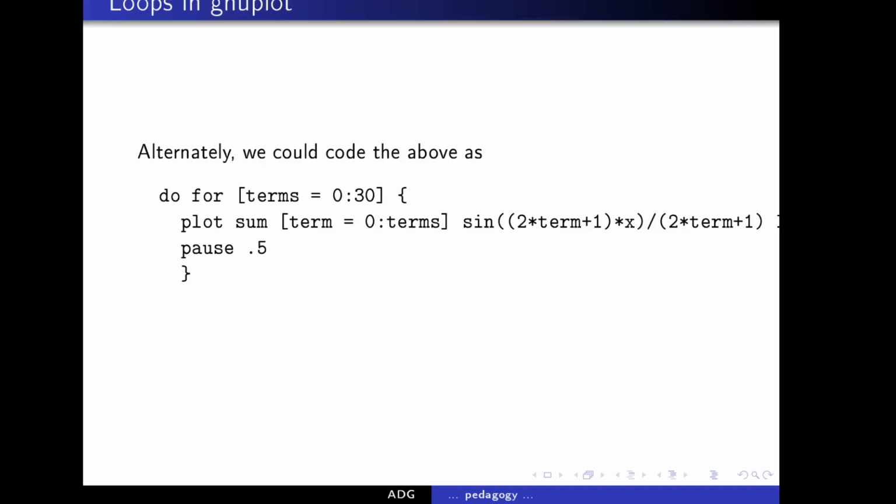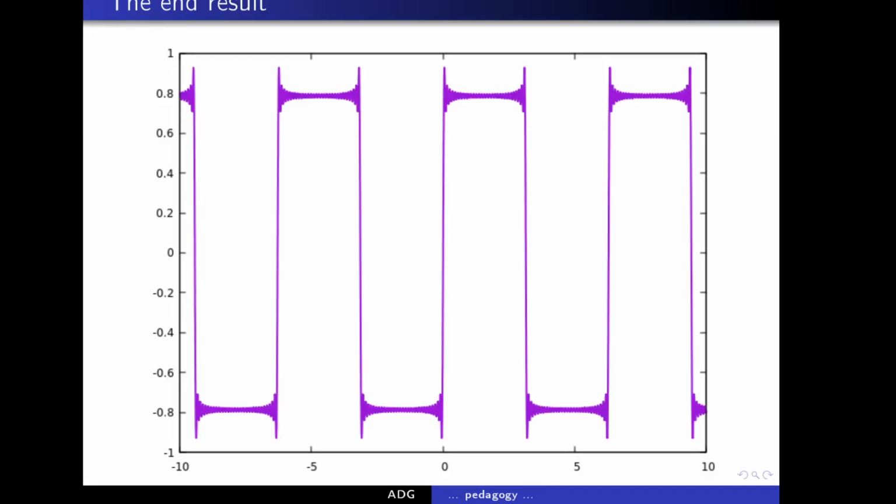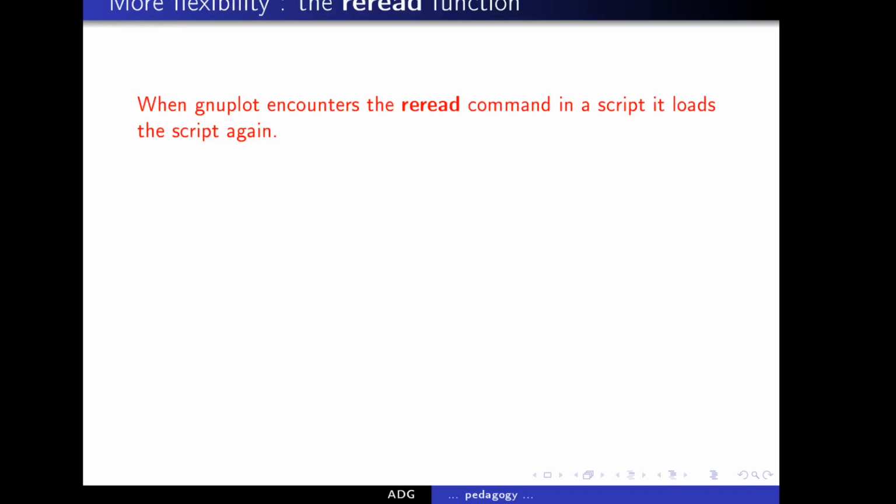This is the reread function. And the way that works is the following. When Gnuplot encounters the reread command in a script, it simply loads the script once again.